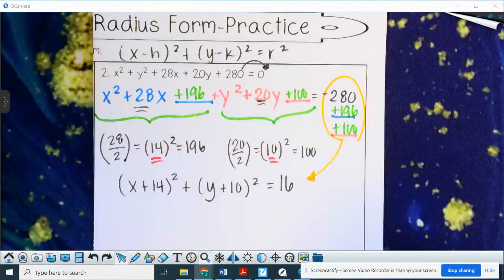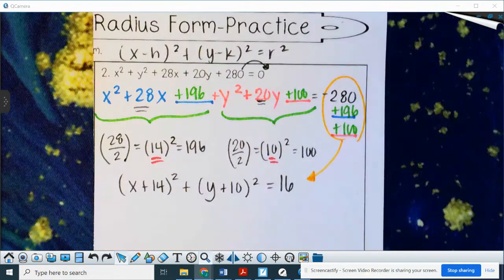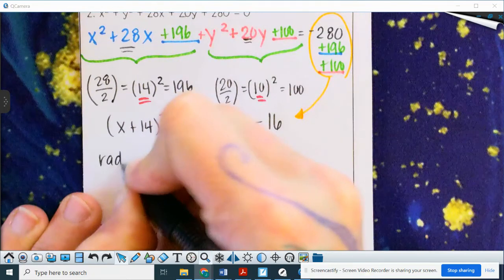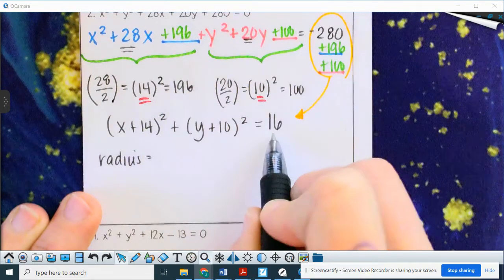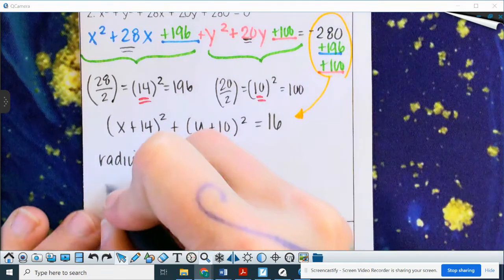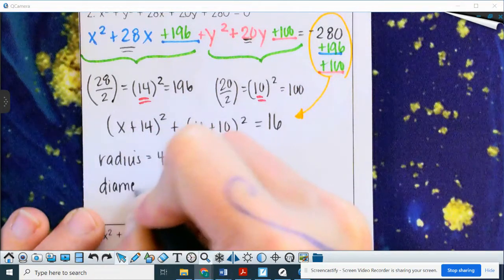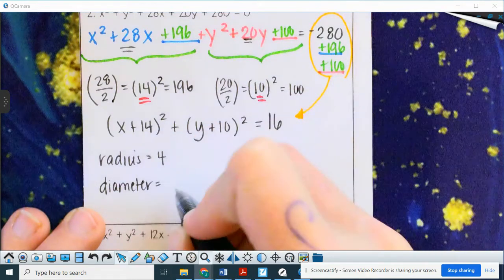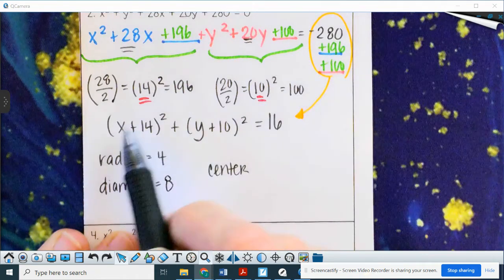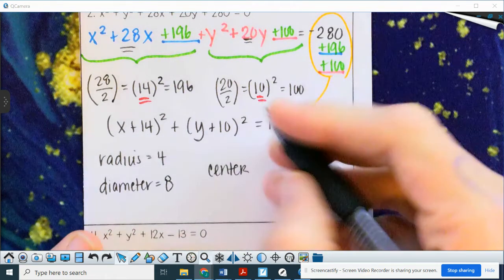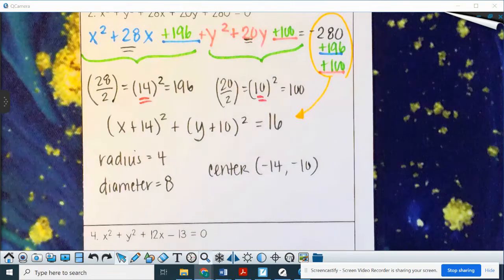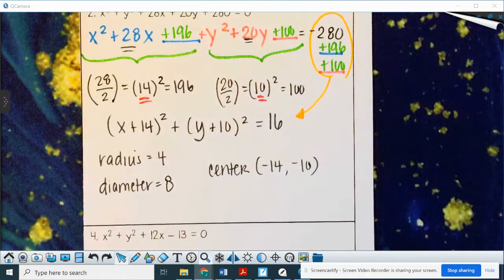So we have now converted it. From here, without telling you to convert it first, they're going to ask you possibly for the radius. Remember, this is radius squared, so that means we're going to take the square root of 16, so the radius is going to be 4. The diameter is 4 times 2, which is going to be 8. And then our center, remember, it's x minus h and y minus k, so it's going to be negative 14, negative 10, because it's the opposite. That's what turned them into plus.